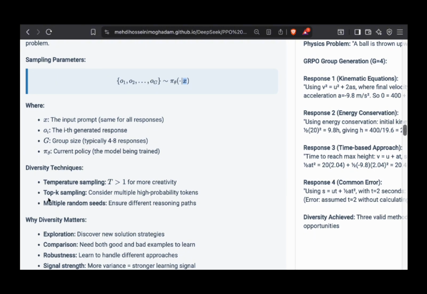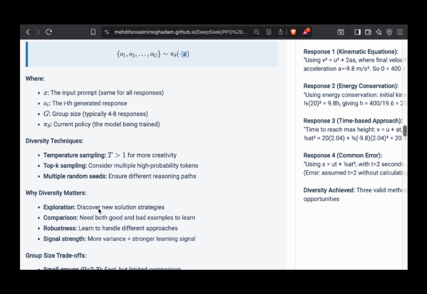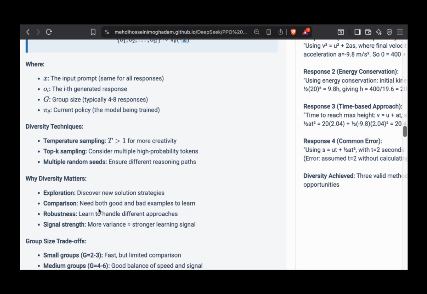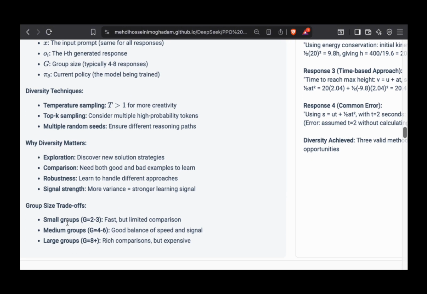Diversity technique, what that diversity technique means: temperature sampling, T is higher than 1, which means technically, as you know, it's the temperature in LLMs, which gives more creativity, top K sampling, and also multiple random seeds to make sure that we have good coverage of the diversity and a better population in terms of probability and statistics. Why does this diversity matter? Exploration, comparison, robustness, and signal strength.